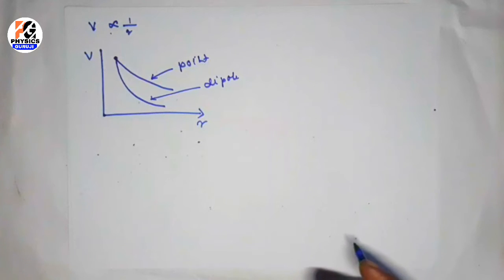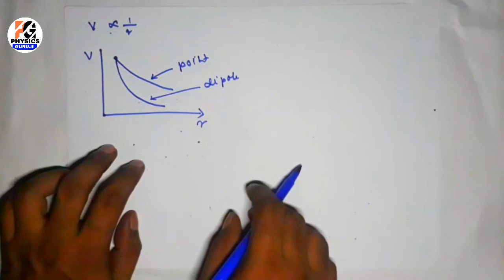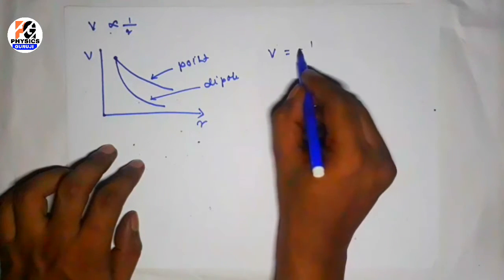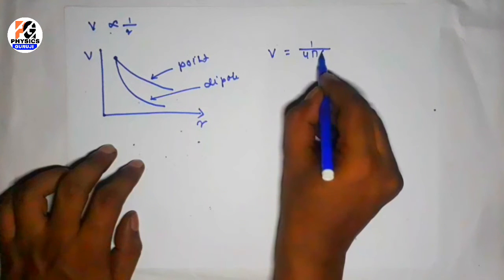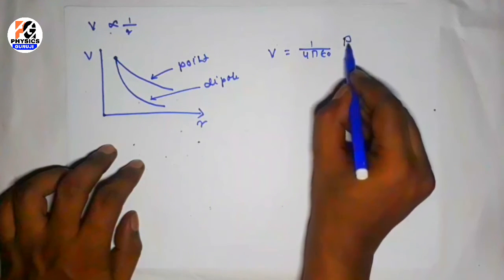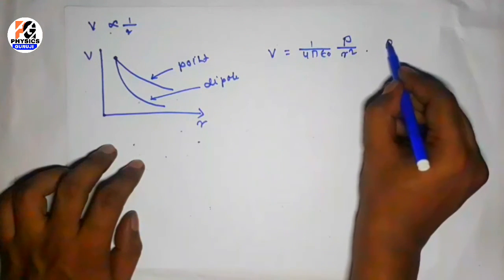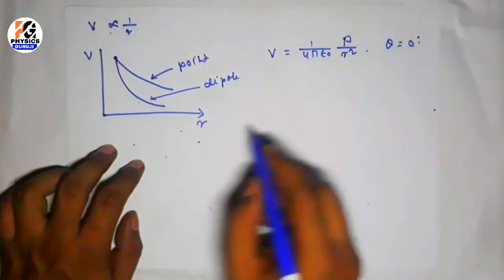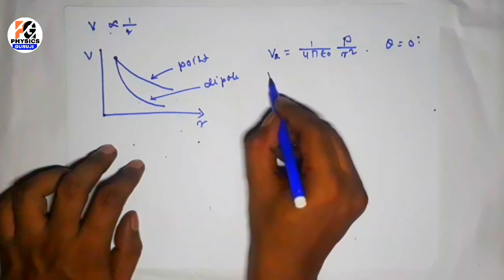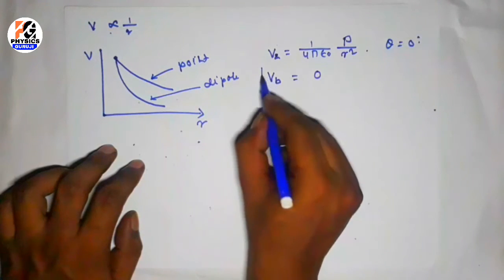You can also find that the potential at an axial point of a dipole V is equal to 1 by 4 pi epsilon 0 into p by r square, because here theta equals 0 degree, this is the axial point, and the potential at the bisector will be 0.